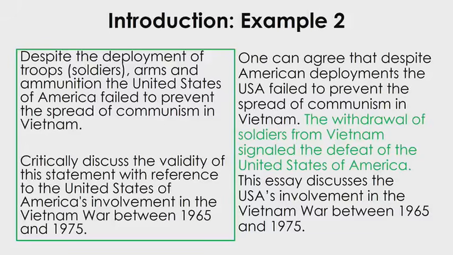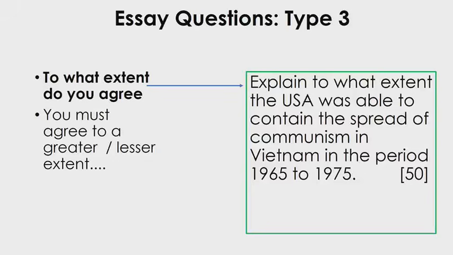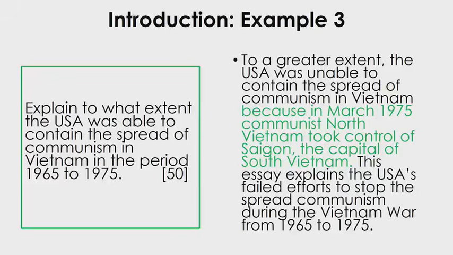Then there's a last example that I'd like to show you. This time we have essay questions again, type 3, and it's the one where we are going to ask you to what extent. So the question is phrased and it will ask you to what extent do you agree, and you need to then respond by saying that you agree to a greater extent or you agree to a lesser extent. So the example that we've posed over here says, explain to what extent the USA was able to contain the spread of communism in Vietnam in the period 1965 to 1975.